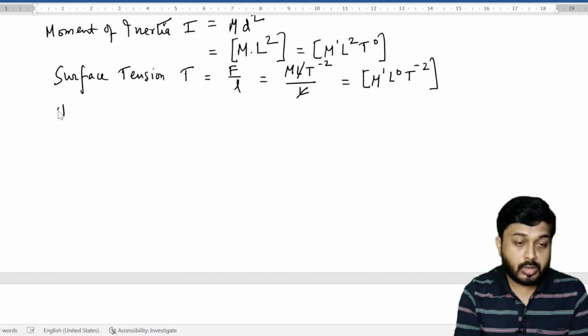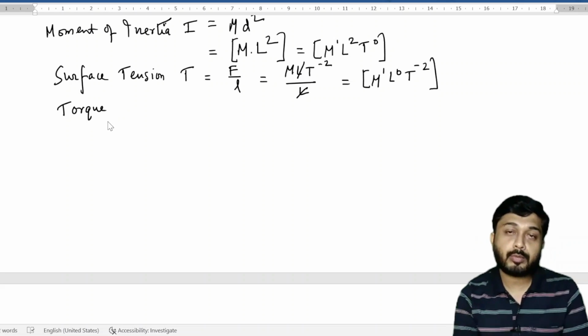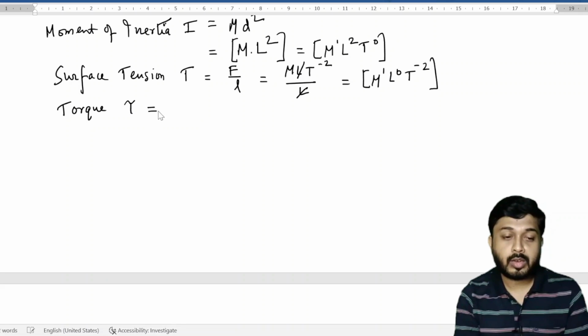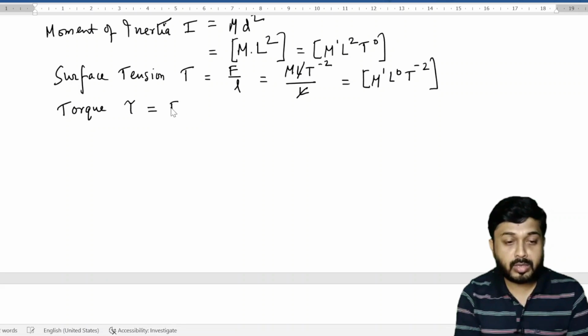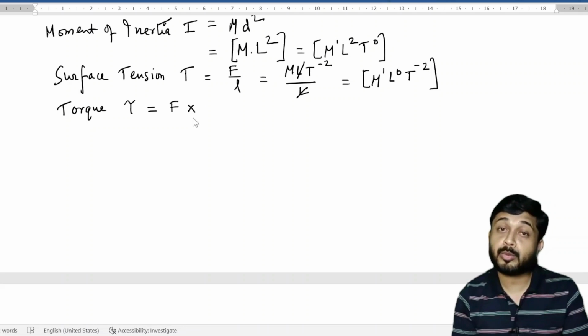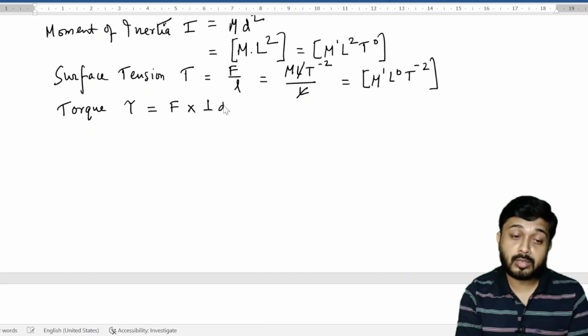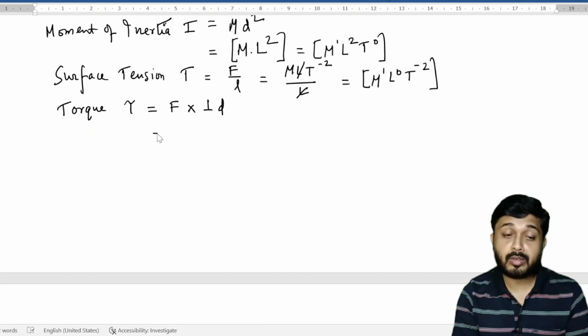After that is torque. Torque is moment of a force, right? Torque or moment of a force, denoted with tau, the Greek letter, is force multiplied by the distance of the point of application of the force from the axis of rotation. Perpendicular distance, it is actually. Indeed, it is the perpendicular distance.